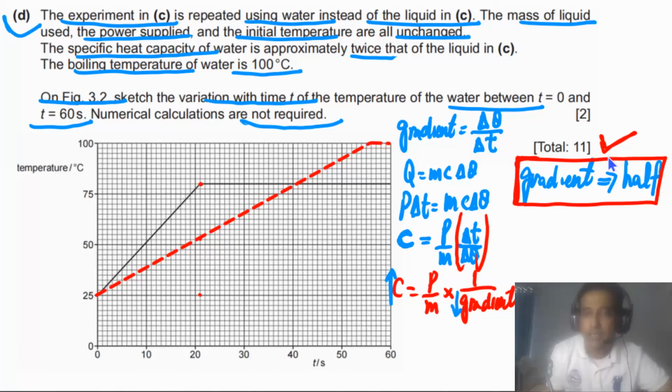So first of all, I have found this, gradient has to be half. If gradient has to be half for the same interval of time, change in temperature has to be half. So here we have found change in temperature is half. Then we have drawn just a straight line. And when it has reached the boiling point, temperature after that has to be constant. It's a beautiful way to answer. Try to do this again if it is not clear to you. Very good question to practice graphs.